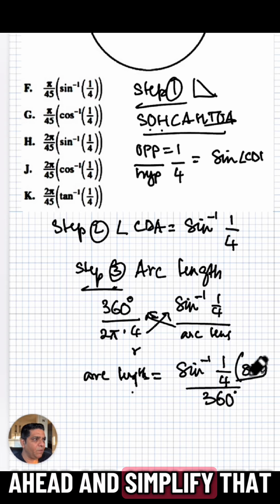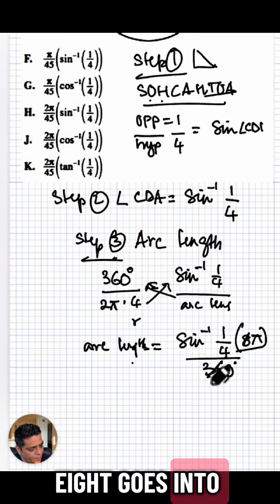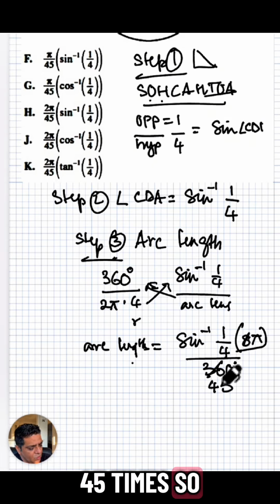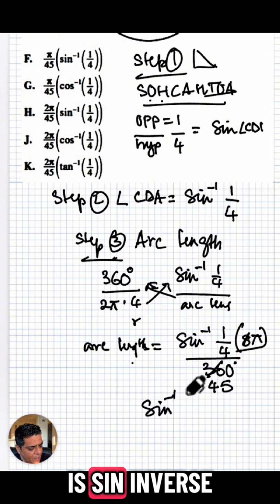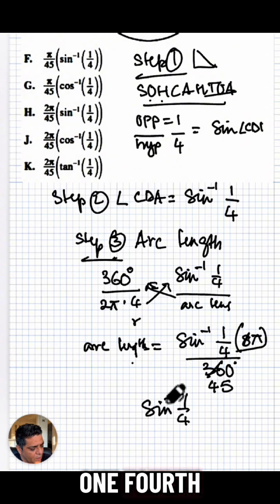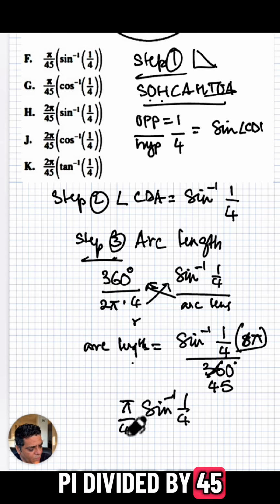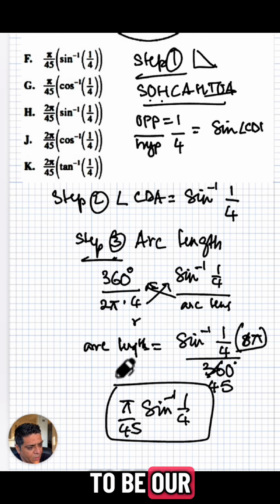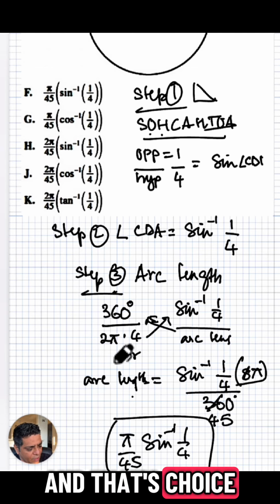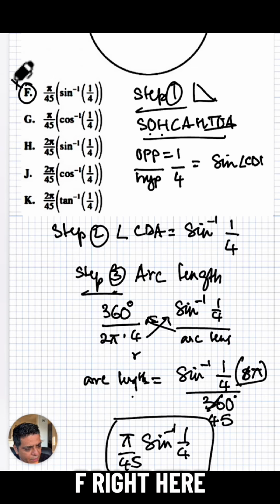Now let's go ahead and simplify that. 8 goes into 360 45 times. So our final answer is sine inverse 1/4, and this is going to be pi divided by 45. Okay, that's going to be our final answer, and that's choice F right here.